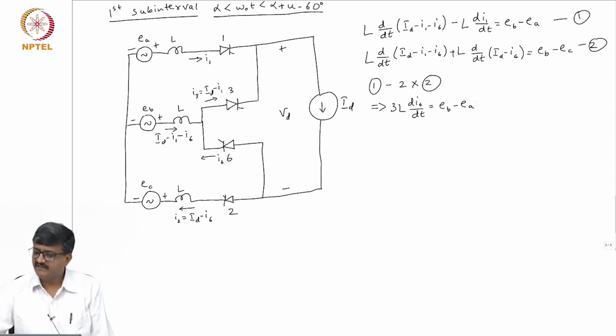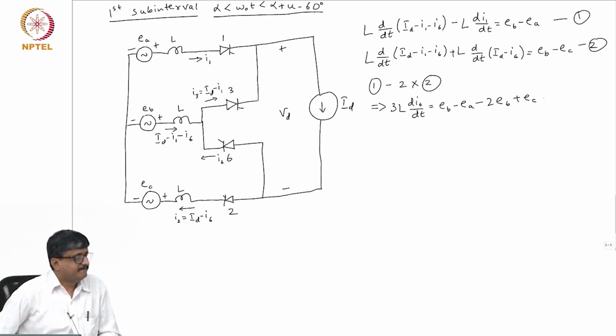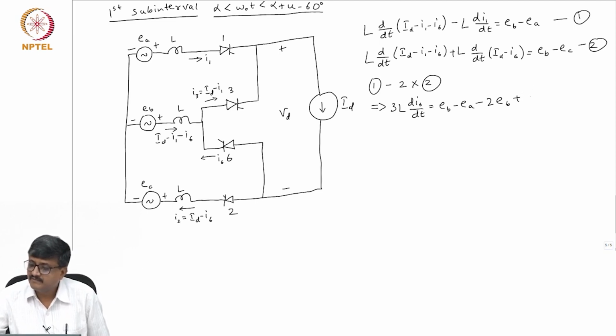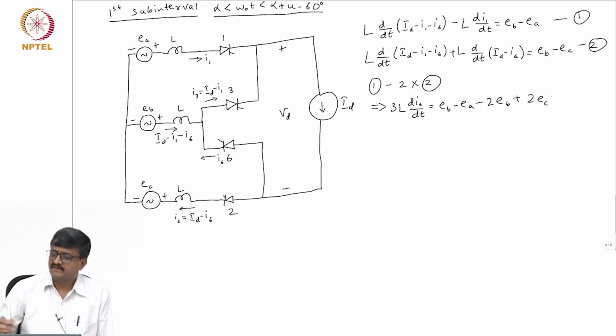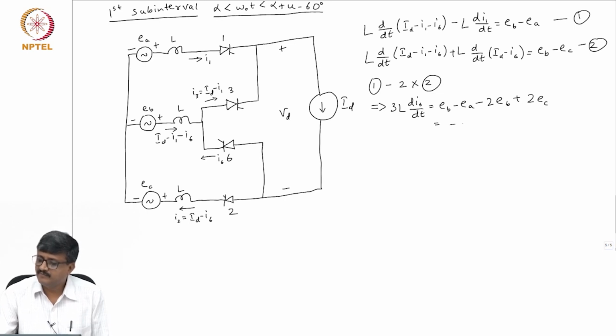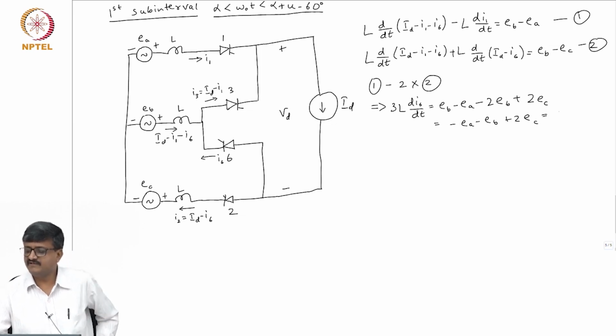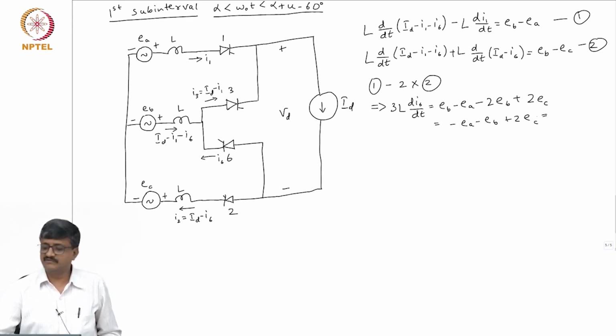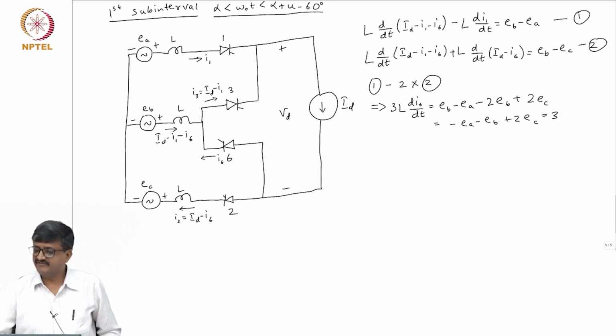So, it is EB minus EA minus 2 EB plus EC. So, plus 2 EC. So, this gets simplified to minus EA minus EB plus 2 EC, which is nothing but, what is the next simplification? Minus EA minus EB is, see, EA plus EB plus EC is 0. So, it is minus EA minus EB is EC. So, it is 3 EC.